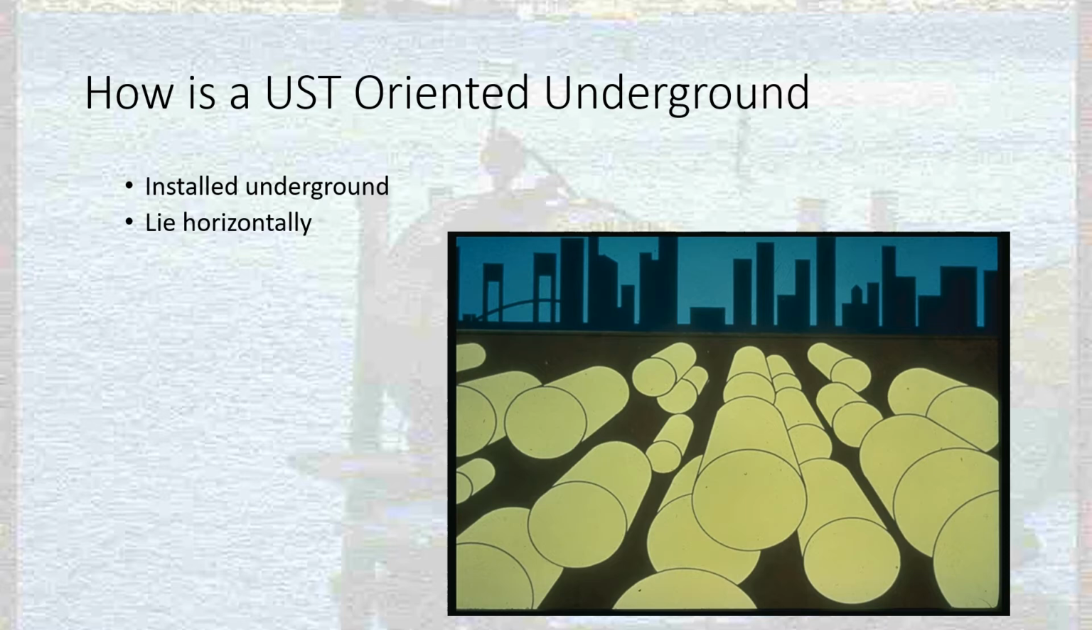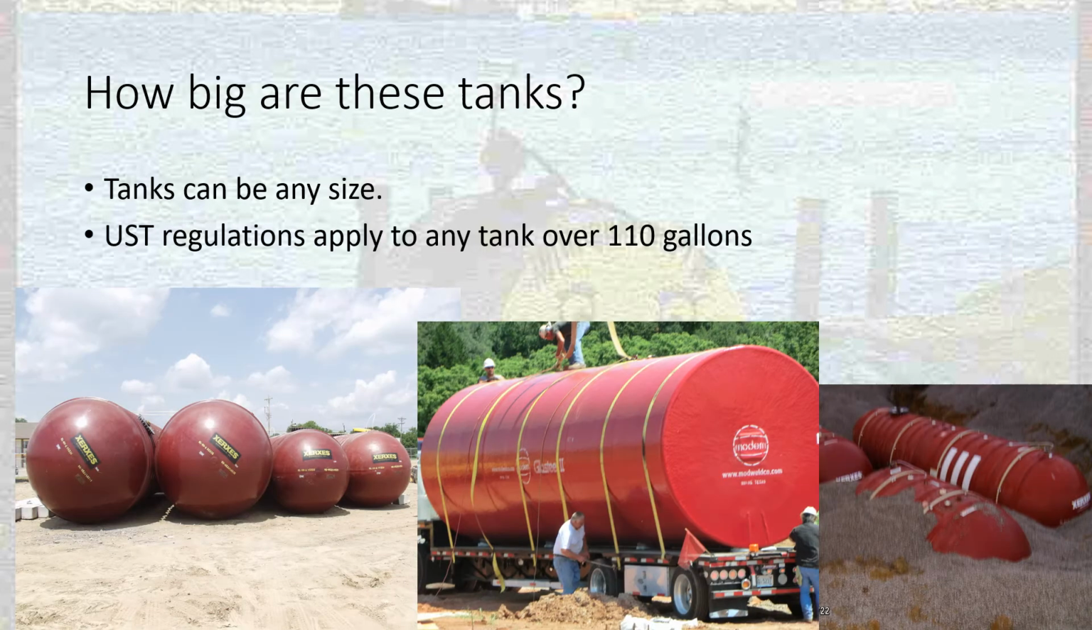Usually a UST is situated horizontally, so the ends of it are facing either north, south, east, or west, and they're installed underground, usually about 6 feet underground. There are required depths for these installations, but that's a different topic, a more advanced topic.